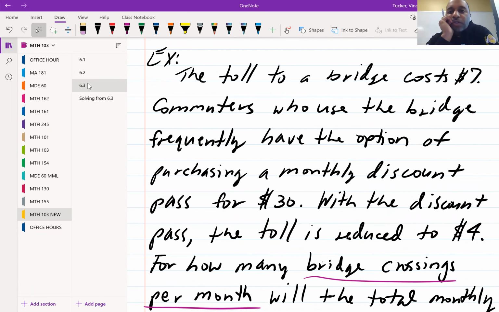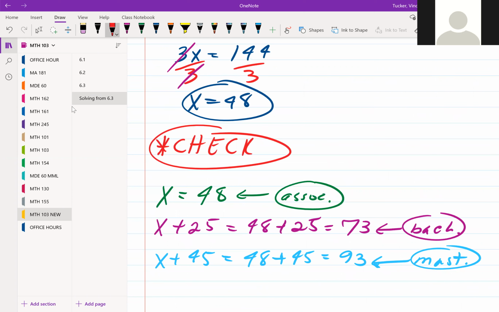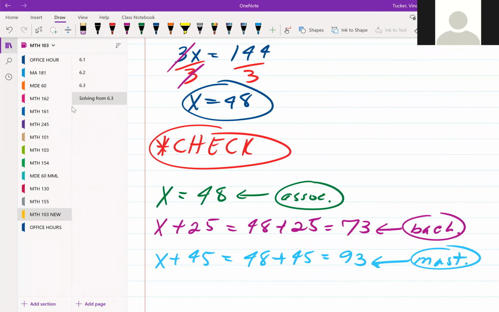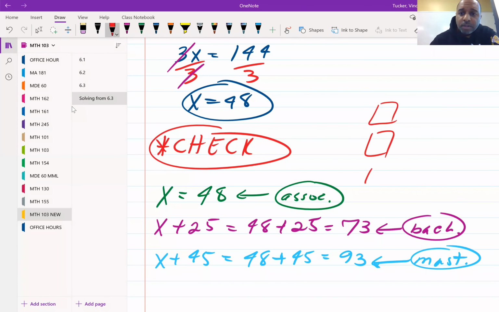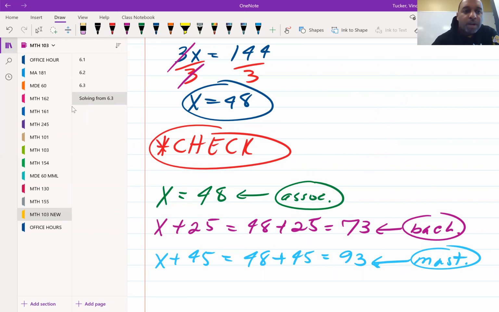So next one, the toll to a bridge costs $7. Oh, somebody say something? Yeah, so for the other question, the answer would be 48, or would it be the answer that you got for each one? It will be each one, all three of them. So there should be either a box for each one, or they will tell you to separate by comma, but they would need all three of them. Okay, thanks. No problem.